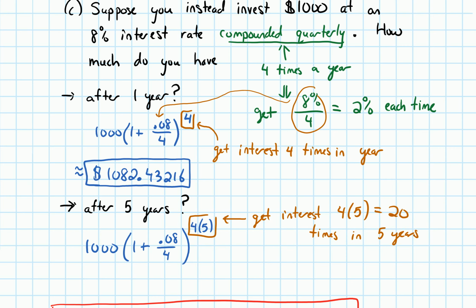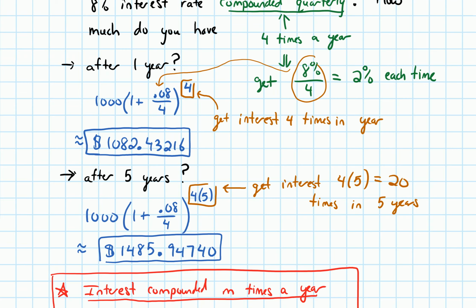And if we work out what this is with a calculator, this is 1485.94740. So I'm going to compare that with how much we had after 5 years, just compounding once a year instead of 4 times a year, but broken up into smaller chunks. But before we do that, let me just state the general formula.